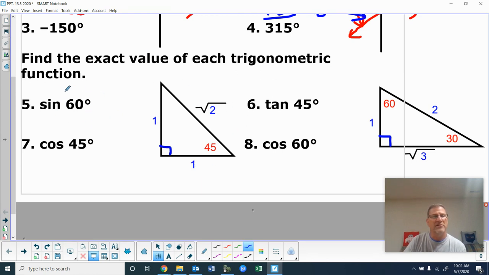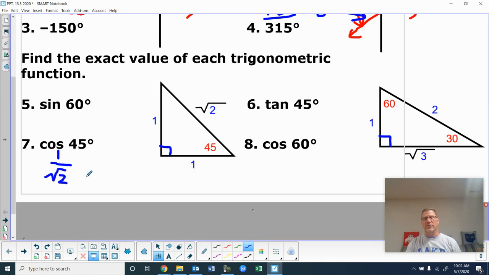Okay, so since it's a 45, we'll do the cosine here, number 7. All right, so the cosine of 45, we're going to use this 45, is adjacent 1 over the square root of 2. Again, we don't want a decimal. A decimal is not exact. It's an approximation. So we want it as a fraction.